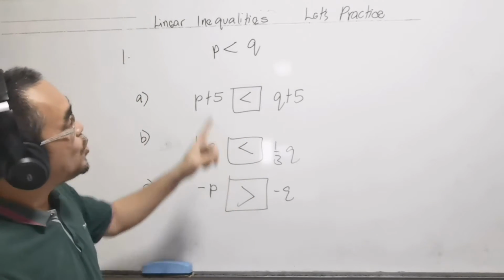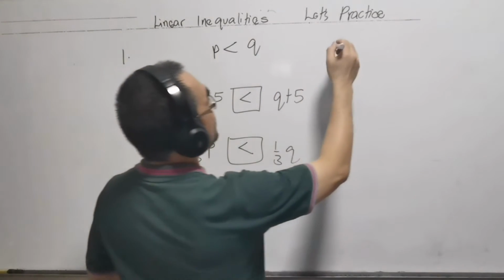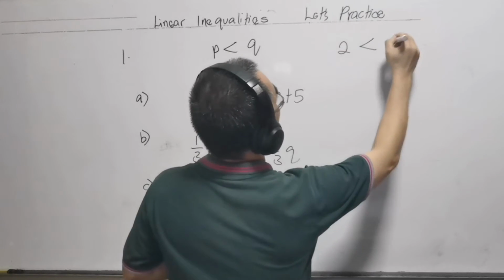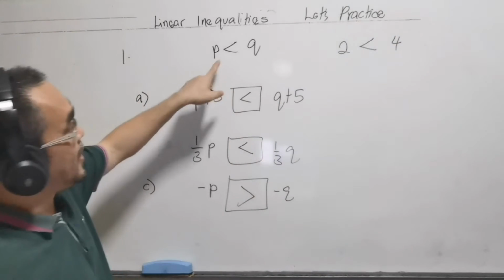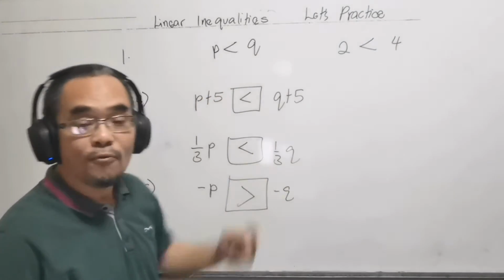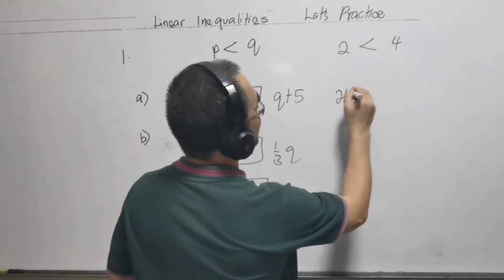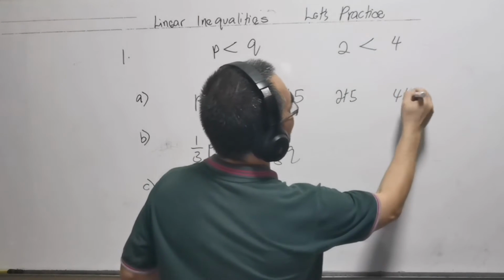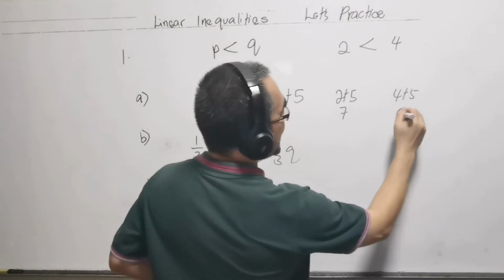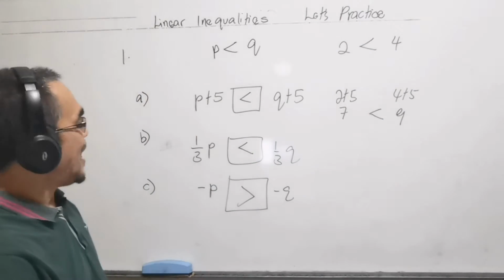How do you know it will be like that? Just say 2 is less than 4. So just indicate that P is 2, Q is 4, for example. If we add 5, 2 plus 5 and 4 plus 5, what will happen? This is 7, this is 9. Still 7 is less than 9.